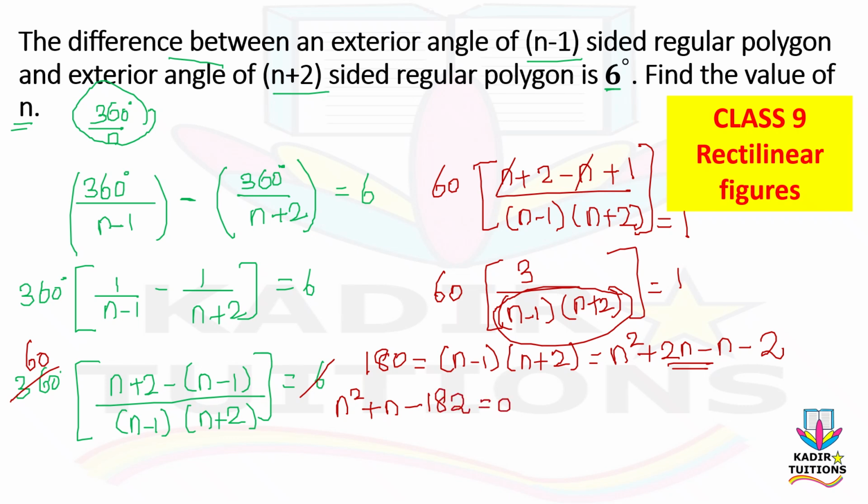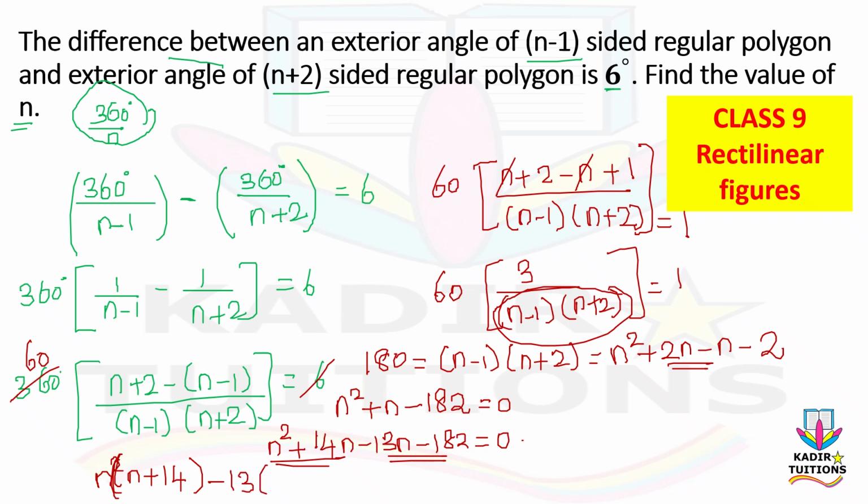So when you do the splitting of the middle term, we can split the middle term into 14 and 13. So I'm splitting over here. So n square plus 14n minus 13n minus 182 equal to 0. Now we can take n in common for the first two terms, and for the next two terms we can take 13 in common. So I'm taking n in common. So n into n plus 14, and over here in the third and fourth term I'm taking minus 13 in common. So the remaining is n plus 14 equal to 0.